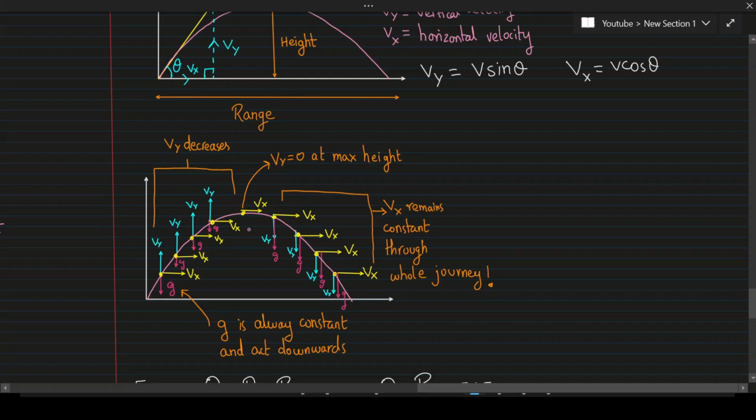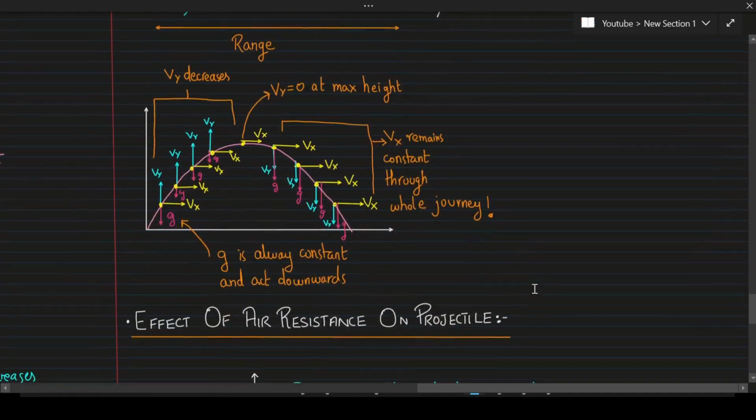So you need to remember three things: that Vx is always constant, and Vx is the only component at max height; G is always constant and downward, that is minus 9.81; and Vy first decreases to 0 then again increases. So this was all the projectile motion.